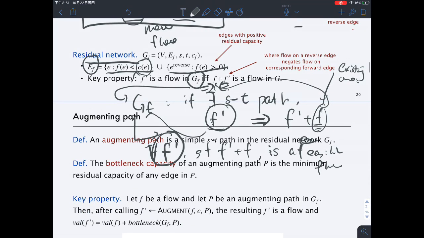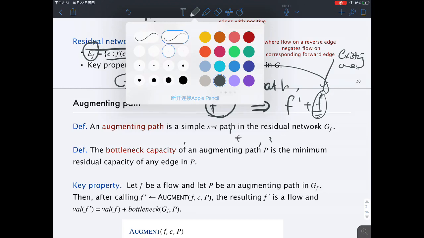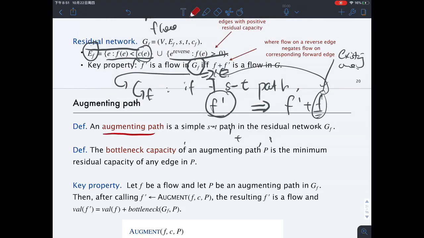So this is the very high-level idea of the residual graph. Now we can talk about the augmenting path. An augmenting path is really just a simple path in the residual graph. That's really just what we have been doing. Every round we find a residual graph, and we try to find an s-t path in the residual graph.